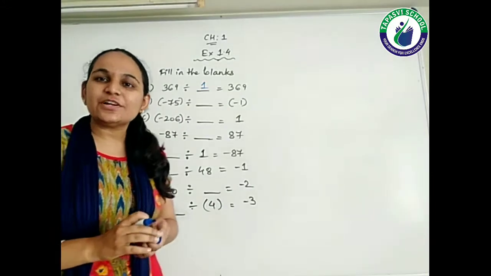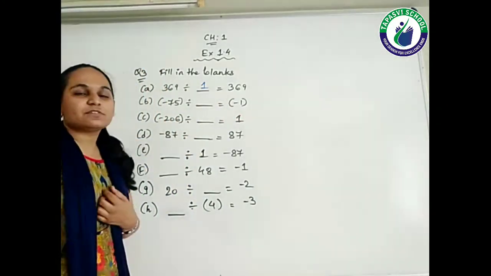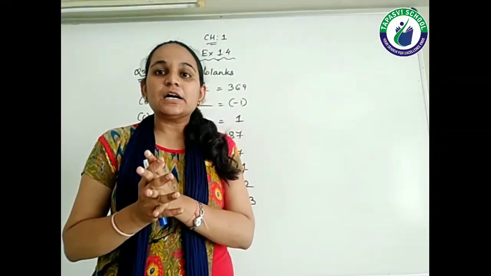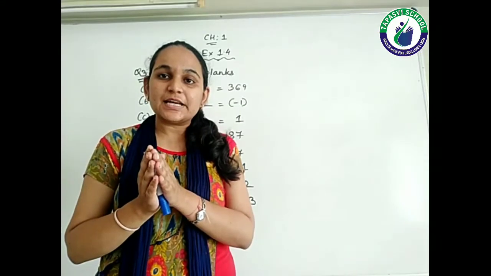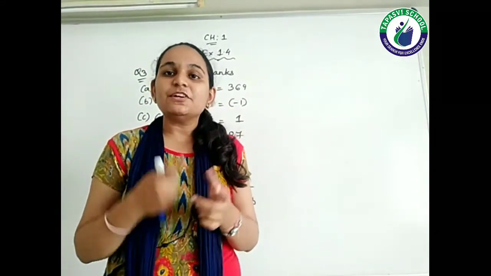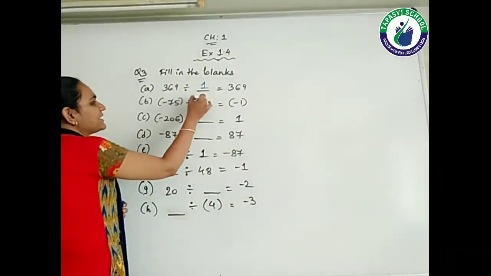Right, students? Next one is minus 75 divided by dash is equal to minus 1. When can you get the question, right? Question is there 75, and when can you get the answer as 1? It is only possible when you divide it by the same number, right? So 75 divided by 75.